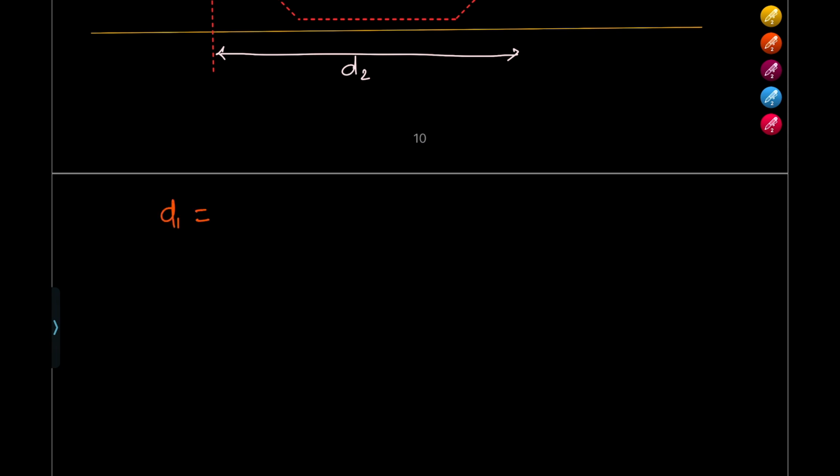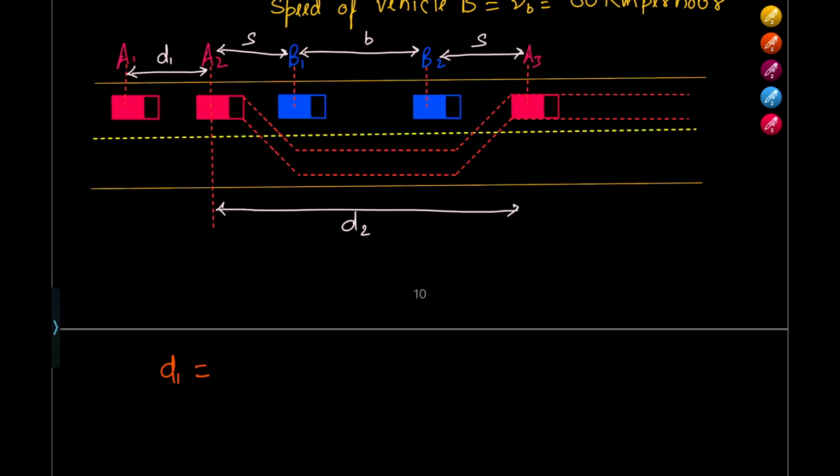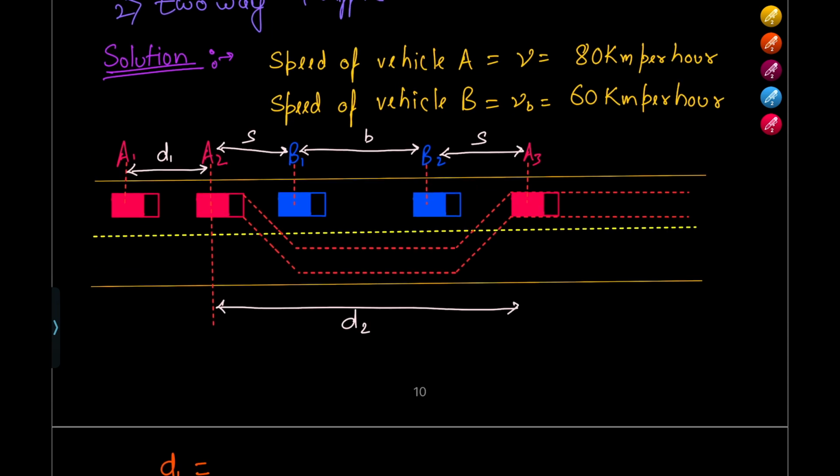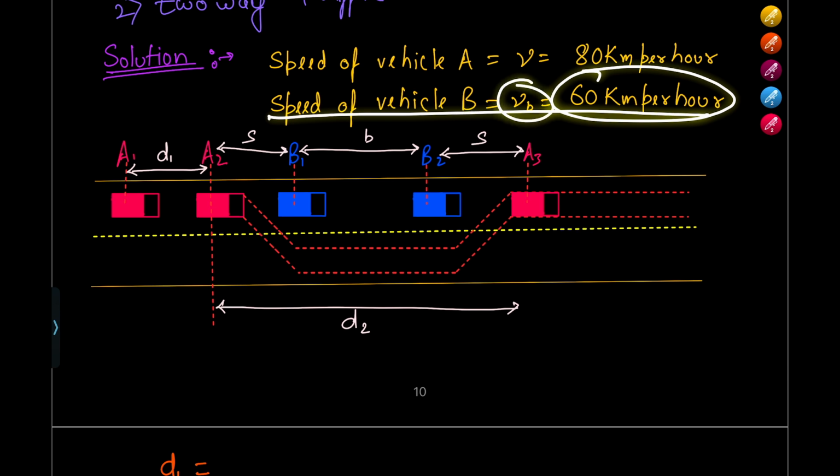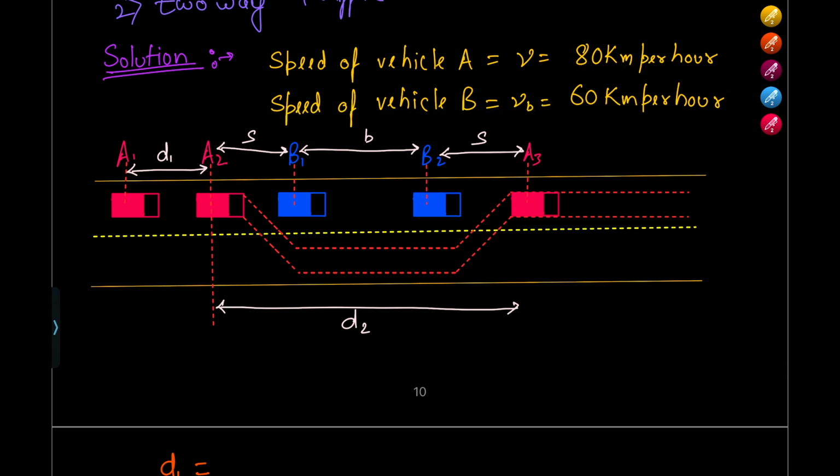D1 is given as speed of the vehicle. We have written here the speed of vehicle A is V, 80 km/h. As mentioned earlier, V represents the design speed of the road. Speed of vehicle B is also given, 60 km/h, which is VB. If it is not given, it can be calculated using the empirical relations we have shown. Let me correct this. This would be capital VB, right?